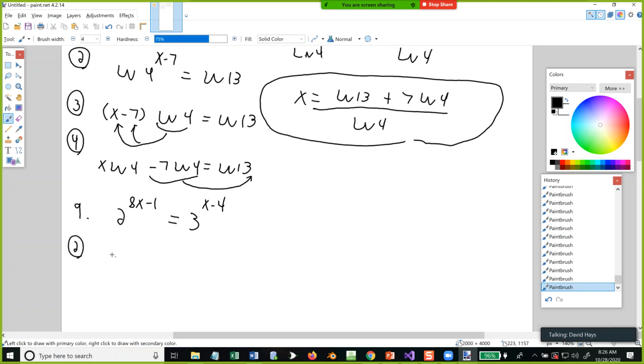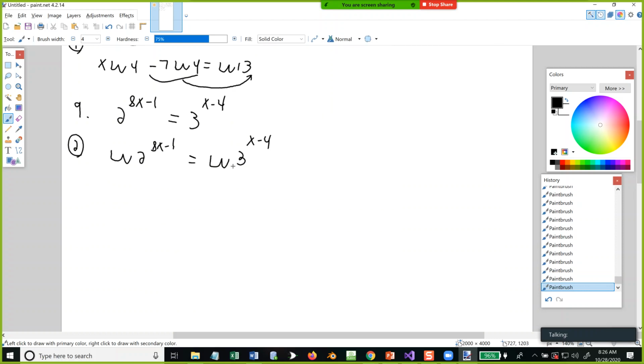Step 2, take natural log of both sides. So we've got natural log of 2 to the 8x minus 1 is equal to natural log of 3, or try that again, natural log of 3 to the x minus 4. Step 3, use properties of logs to get the variable out of the exponent. So I take the 8x minus 1, put it out in front. Here I'll take the x minus 4 and put it out in front. Again, notice they have 2 or more terms, so you want to put parentheses around them.